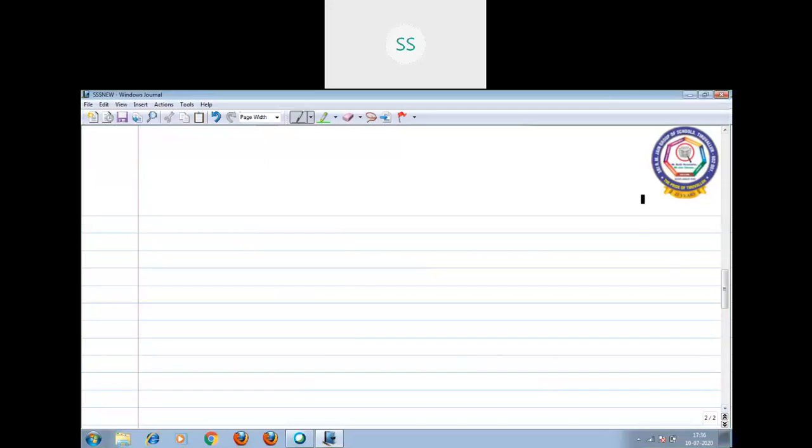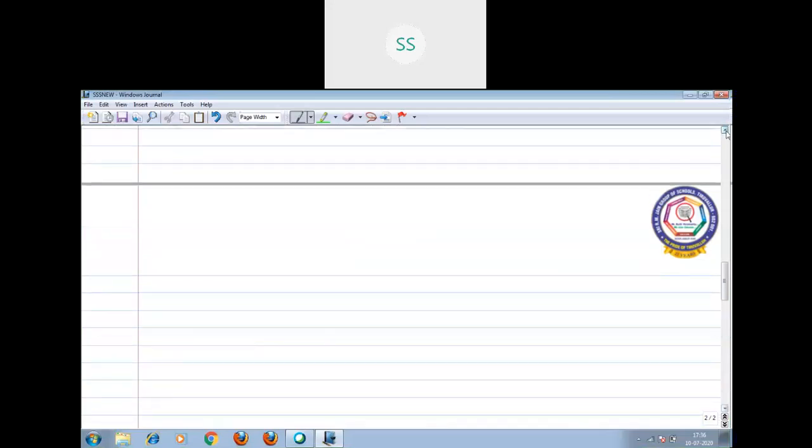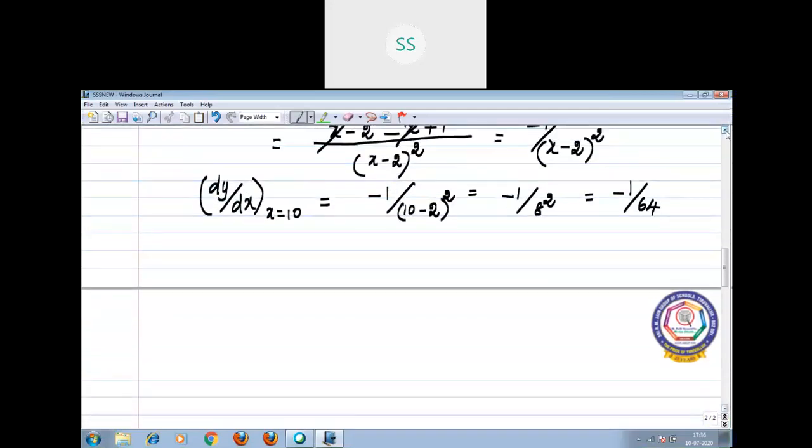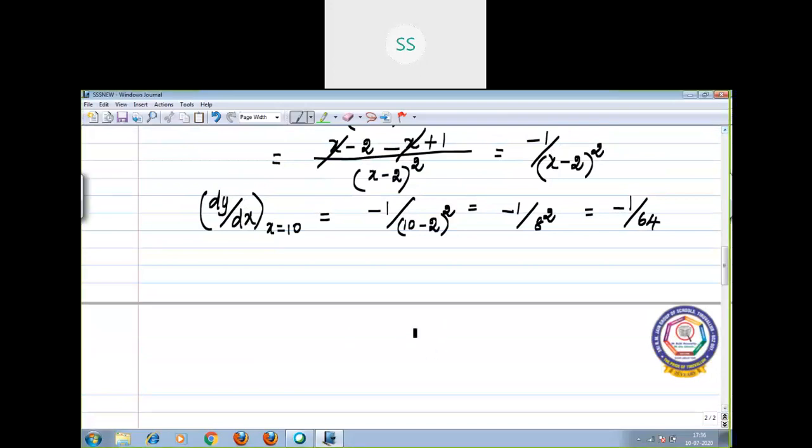See, slope of the tangent is equal to minus 1 by 64. Now we are going to do the third question, right? Question number 3. Third question.